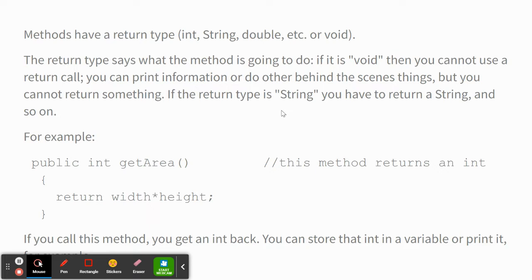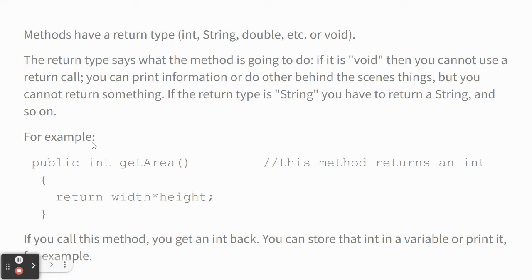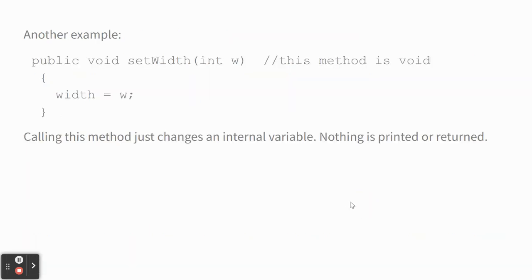That's that return call that you've seen and used, mostly on CodingBat, right? If you call this method, you get an int back. Here's the word int. And so you could somewhere else print that or store it in another variable. Here's another example, set width. It's a void method. You call it by sending a number to it, and then it updates the width to be this new number. It doesn't return anything because all it's doing is changing the internal variables.